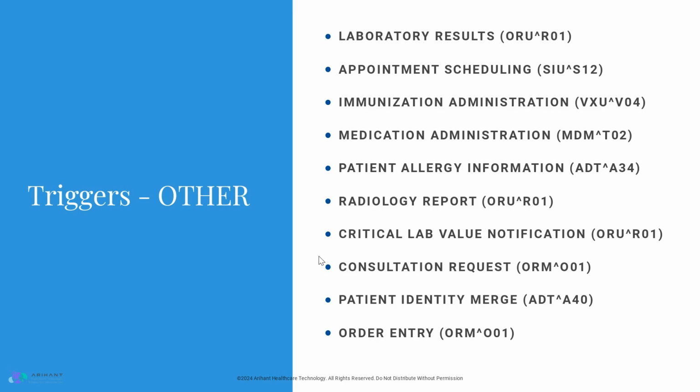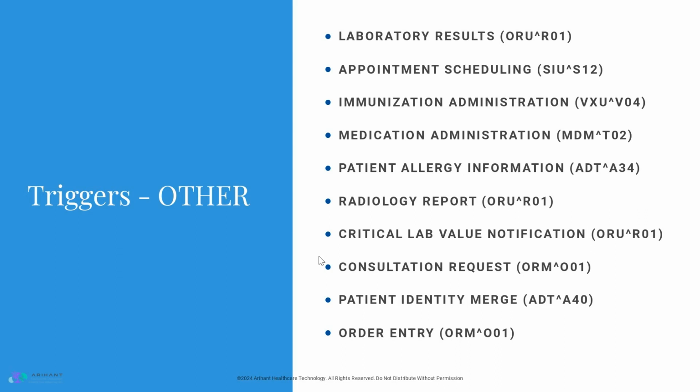Immunization administration is when the patient receives a vaccination. For example, a child receives their scheduled measles vaccine, and the VXU V04 message, the immunization administration message, records the details about the vaccine provided in the system. The next one is medication administration, MDM. Administration is, for example, a nurse administering insulin to a diabetic patient. An MDM T02 message documents the medication event. Patient allergy information is ADT A34.